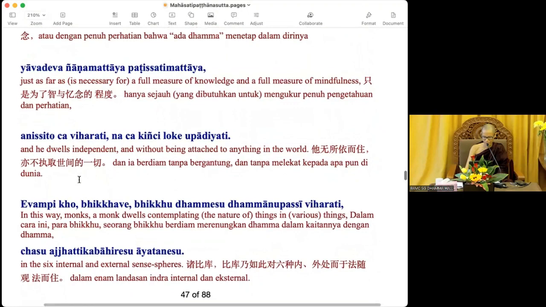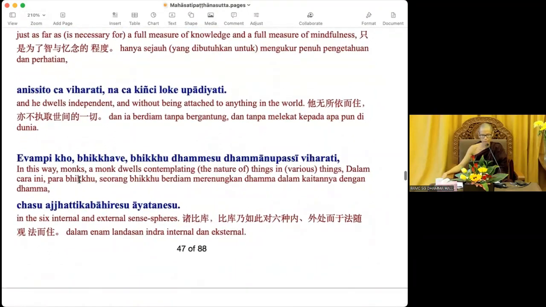So it won't be in this way also. In this way also means in the previous way also, and in a way which will come later also. Not just in this way only. In this way also. So you can practice the Dhamma as a Dhamma about the ayatana.